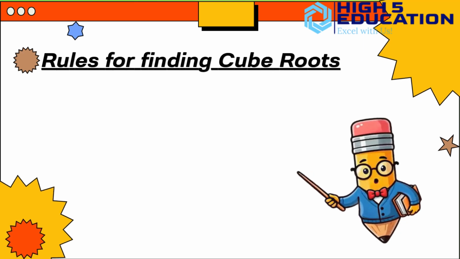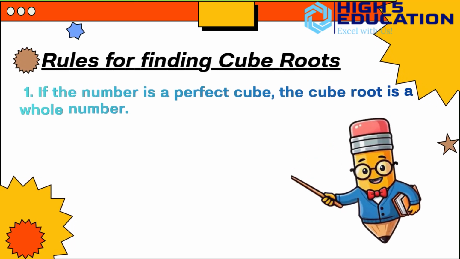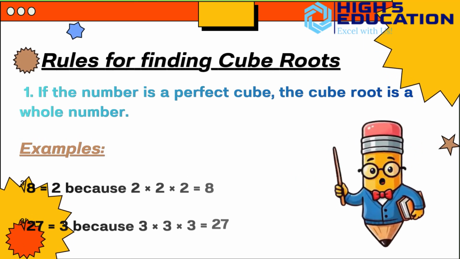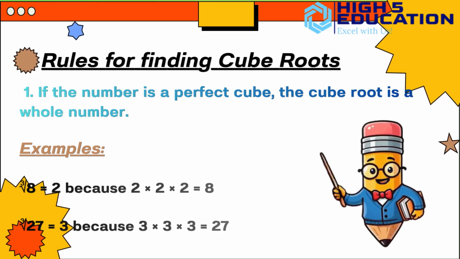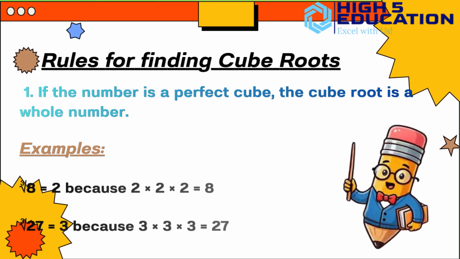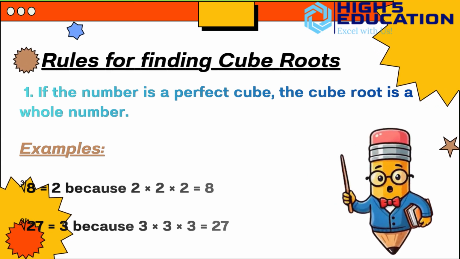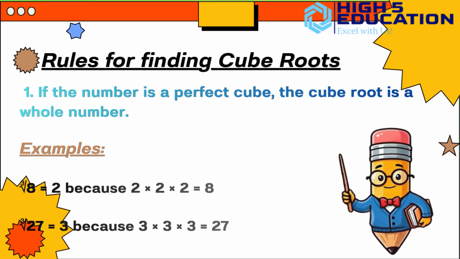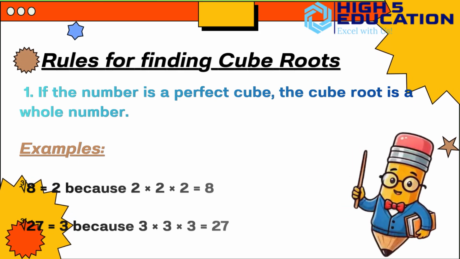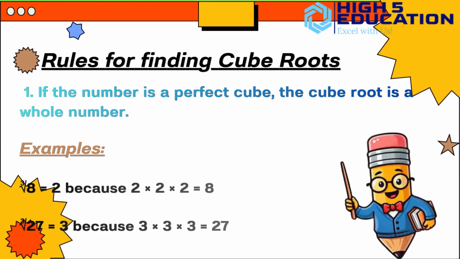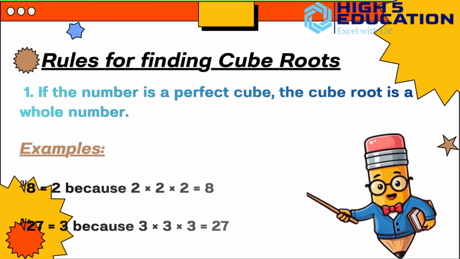Rules for finding cube roots. Number 1. If the number is a perfect cube, the cube root is a whole number. Examples. The cube root of 8 equals 2, because 2 times 2 times 2 equals 8. Next, the cube root of 27 equals 3, because 3 times 3 times 3 equals 27.